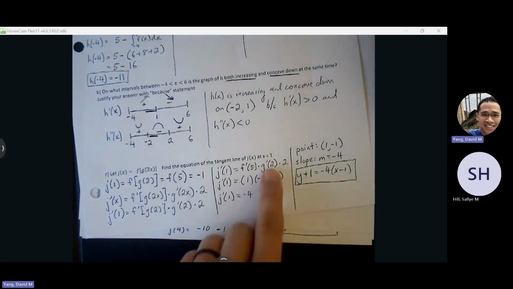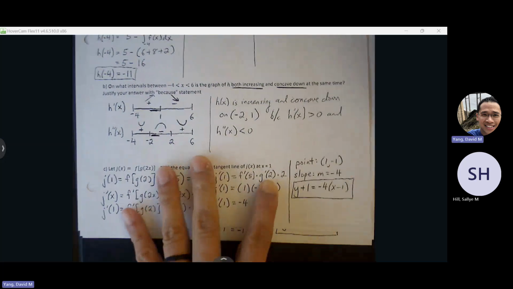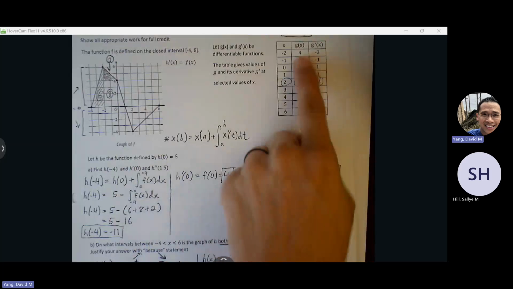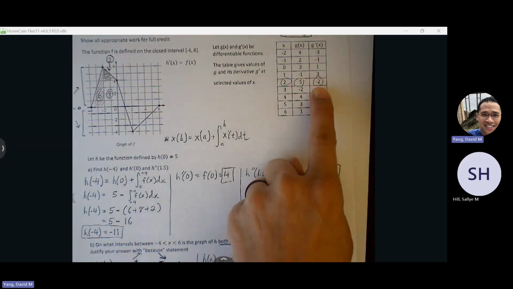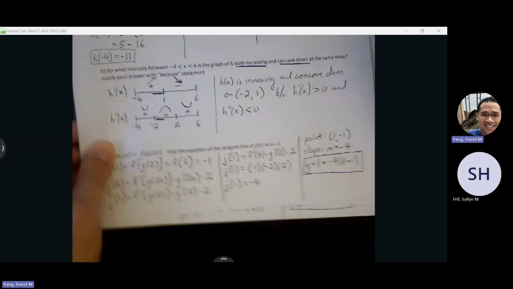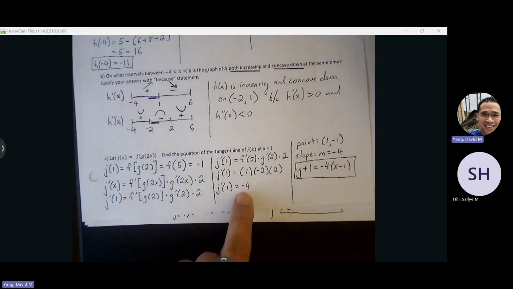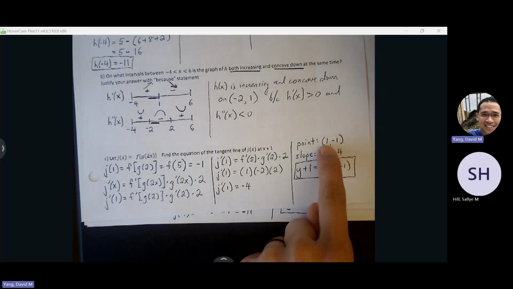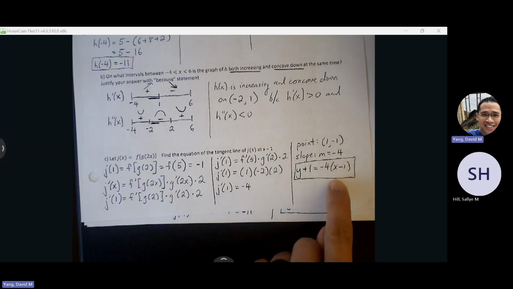G prime of 2 is asking for the slope of the g graph at 2, and g prime of 2 is -2. Multiply all that out, and J prime of 1 cleans up to be -4. Here's our slope. We have our ordered pair, 1, -1, and then point-slope form.